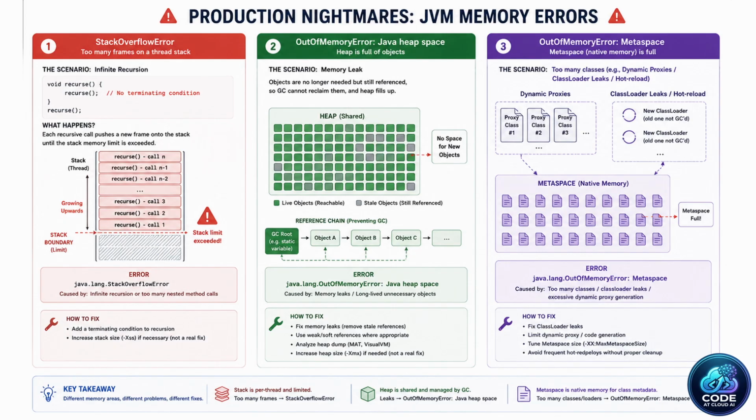But what about out-of-memory error: Metaspace? This has nothing to do with the heap. It happens in native memory when application frameworks generate massive amounts of dynamic proxies at runtime, or when repeated hot reloads cause class loader leaks that completely fill your configured native space.